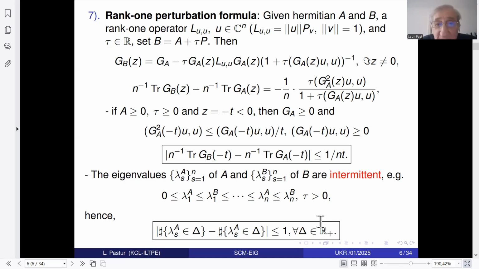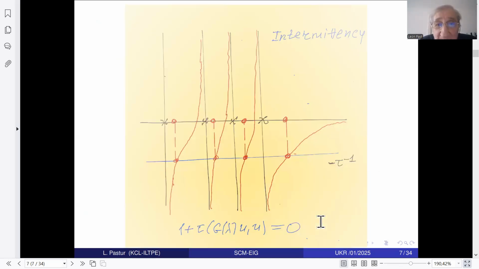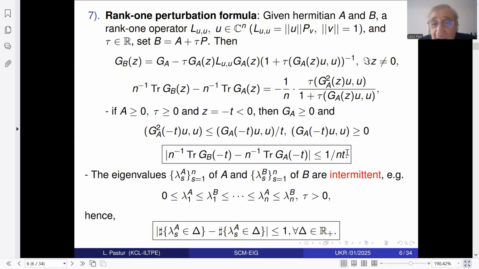And excuse me for a very primitive picture, it is an explanation of why it is like that. So look, what are the eigenvalues of your perturbed matrix?